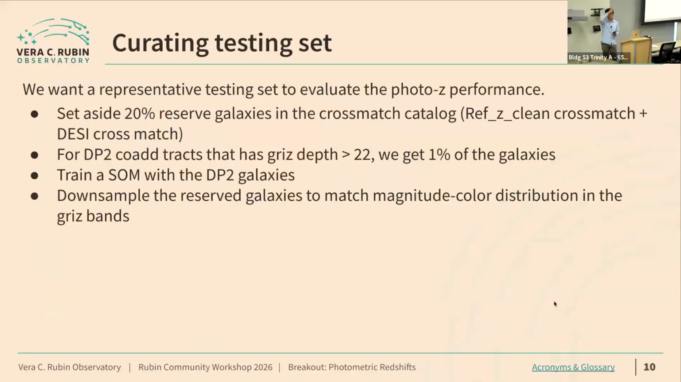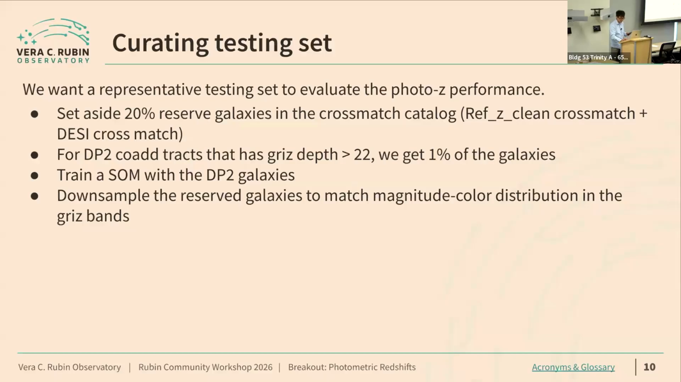So for the test set, to correctly reflect the performance of our PhotoZ on the DP2 sample, we want a test set that closely reflects the magnitude color space of the DP2 sample. So the strategy to get that is we take 20% of the reserve galaxy from the cross match. We train a self-organizing map on the 1% of DP2 galaxy to get the magnitude color distribution, and we downsample the 20% to match the population of I-band and color distribution.